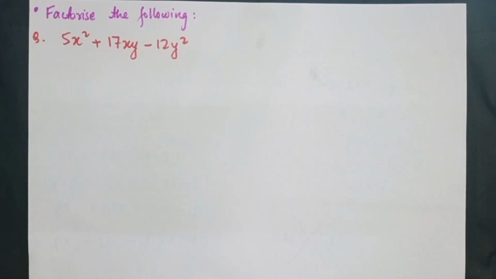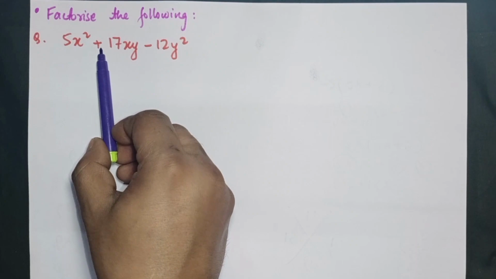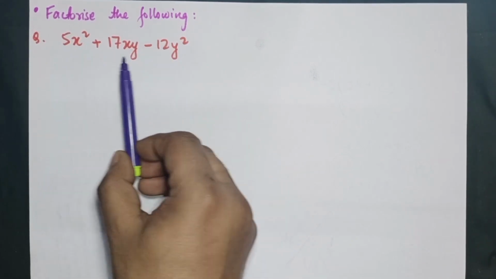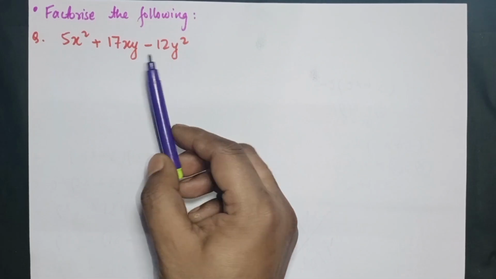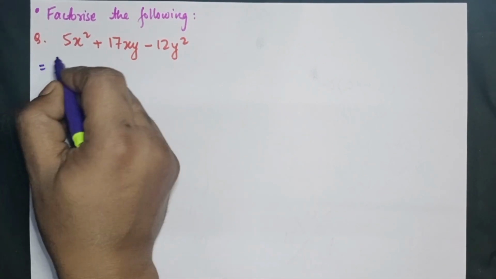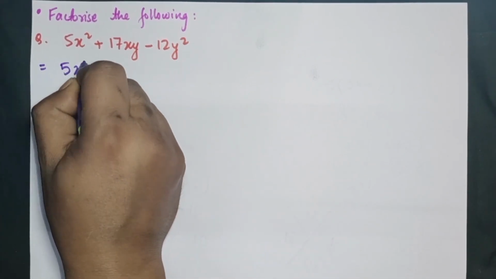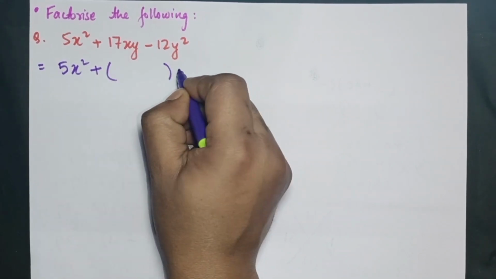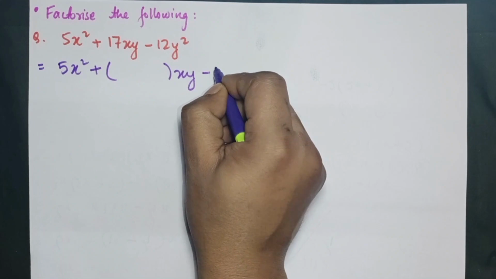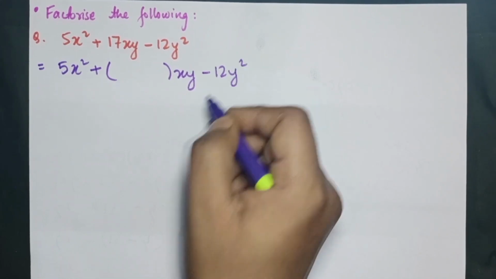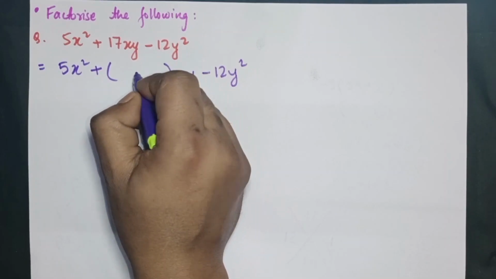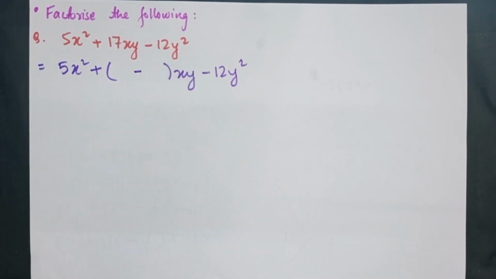So in this question you can see what you have, 5x square plus 17xy minus 12y square. This is also in the form of quadratic only. Okay, so what you can do here, obviously splitting the middle term or breaking the middle term, plus 17 will break into 2 parts like this, xy minus xy, minus 12y square. Now I hope you are clear. What will be the sign here? Since it's minus, so the sign will be here also minus.